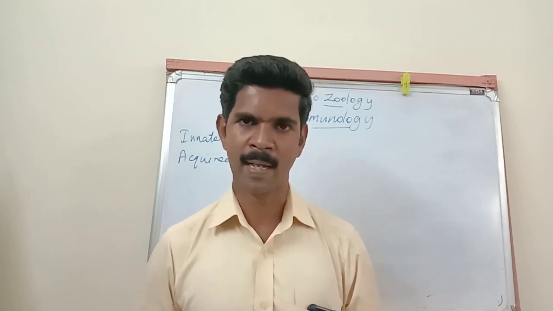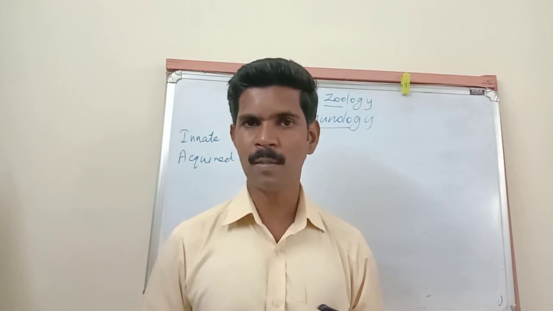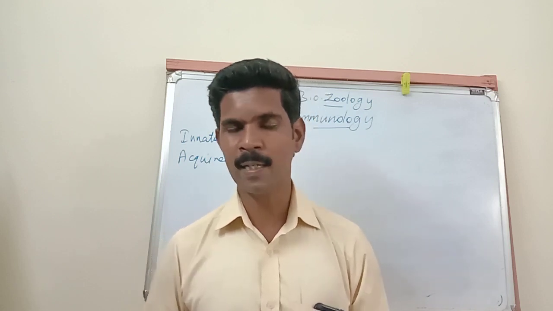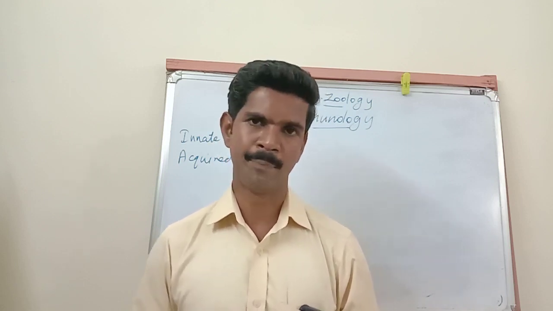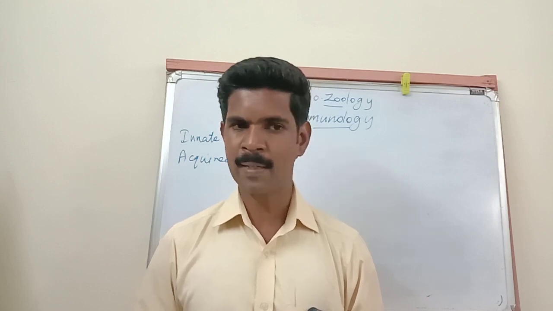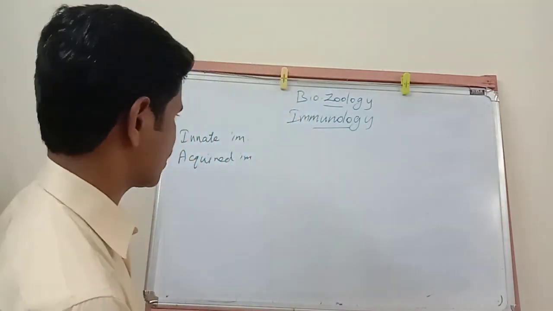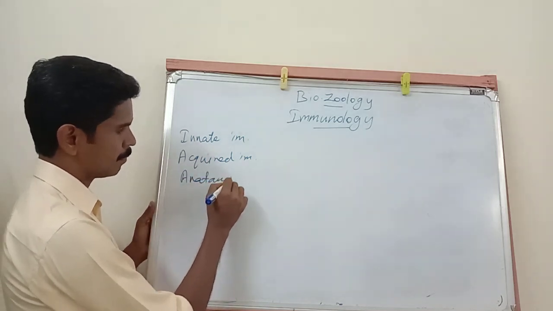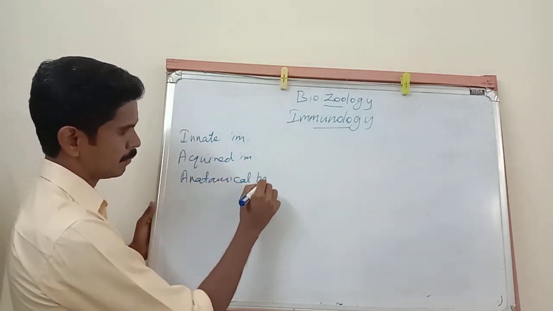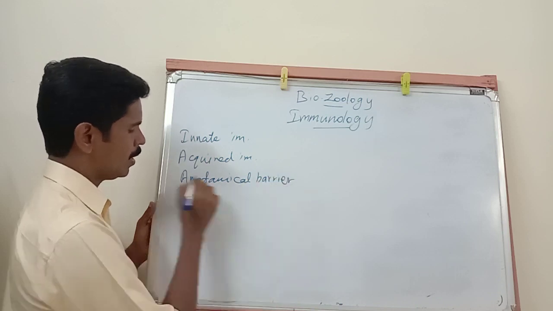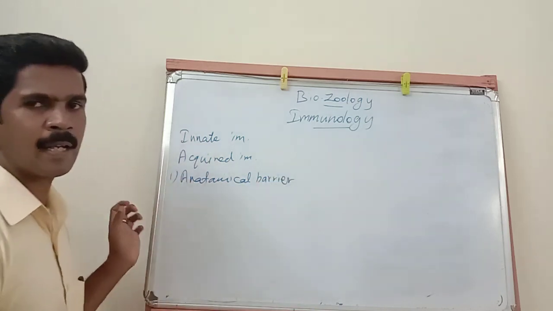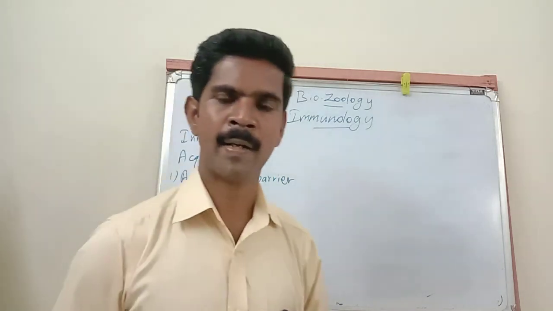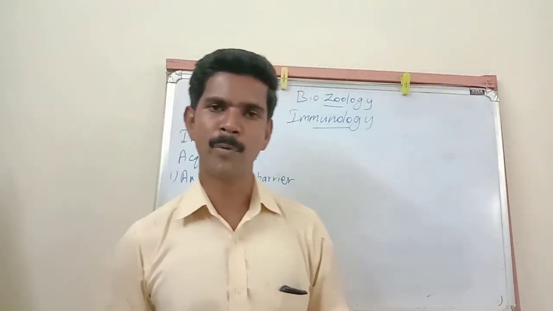Then next, this innate immunity protects our body by using some barriers. So by using some barriers, this innate immunity protects our body. The first barrier is the anatomical barrier. Examples for anatomical barriers are skin and mucus.